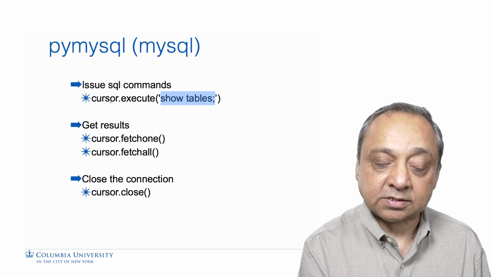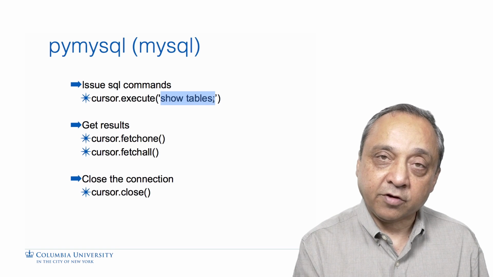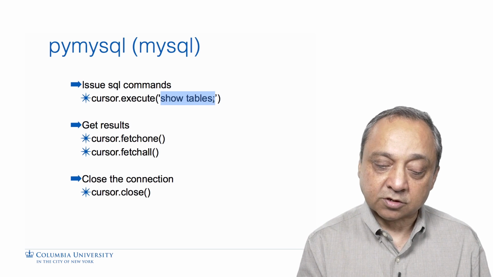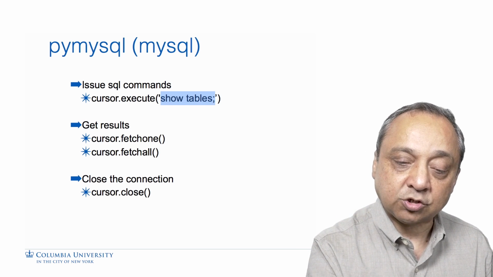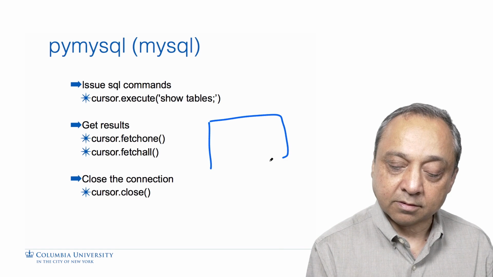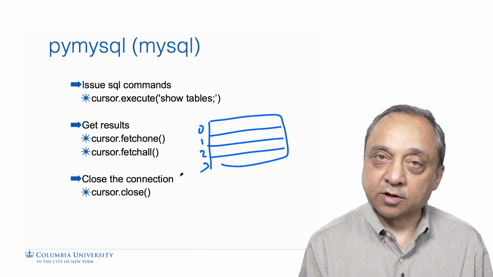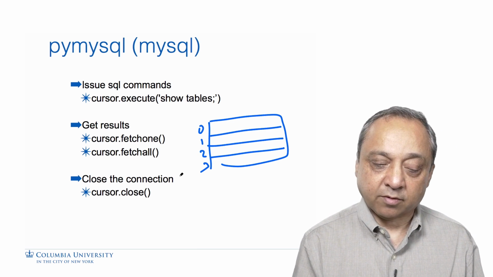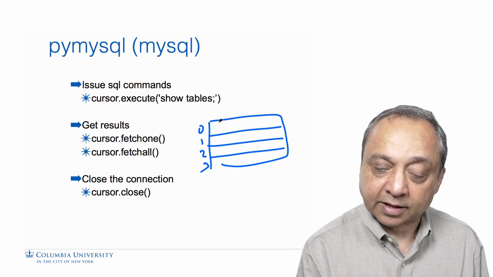What this is going to do is go to the server and execute this command, and every SQL query returns a table. So it'll get a table back. A table is what? A table is a bunch of rows, right? So you have row 0, row 1, row 2, row 3. You can think of it as a collection. And you get this collection back, and it sits somewhere.